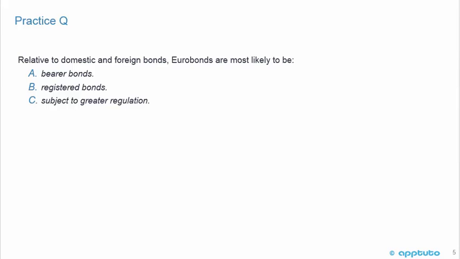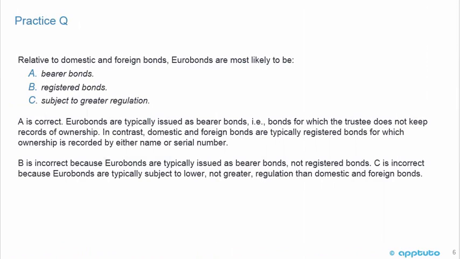Another quick practice question. Relative to domestic and foreign bonds, Eurobonds are most likely to be A, bearer bonds, B, registered bonds, or C, subject to greater regulation. A is correct. Eurobonds are typically issued as bearer bonds, i.e. bonds for which the trustee does not keep records of ownership.